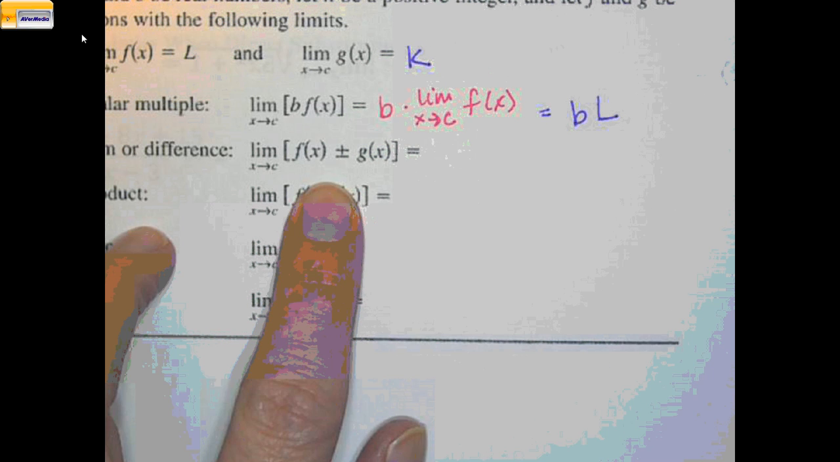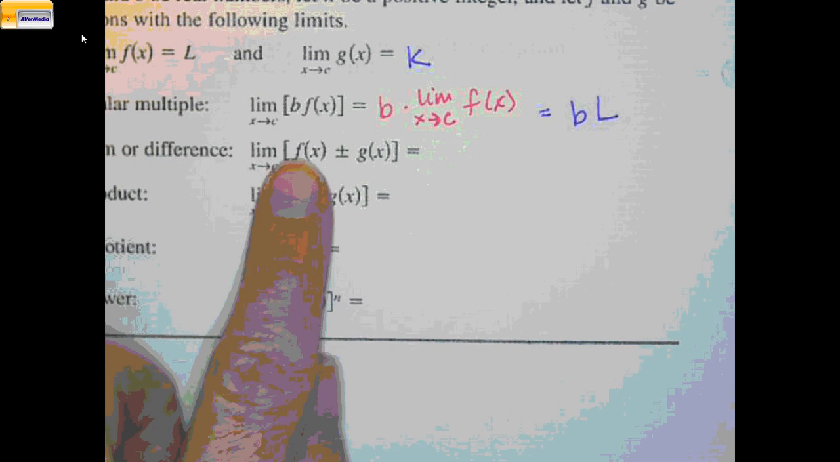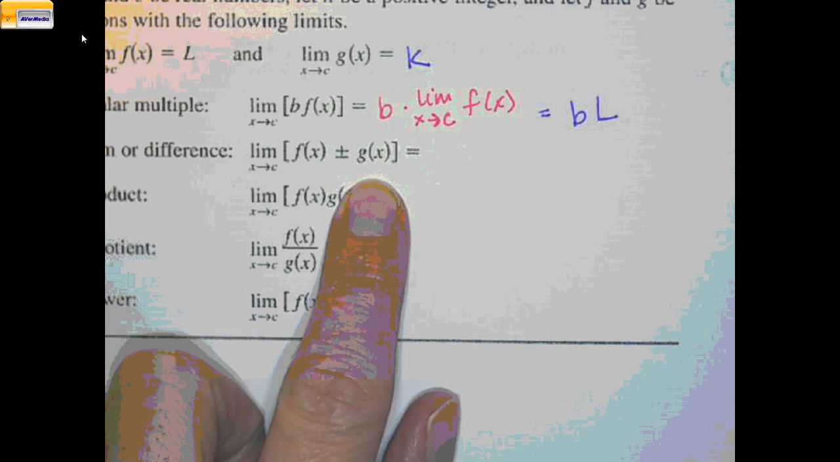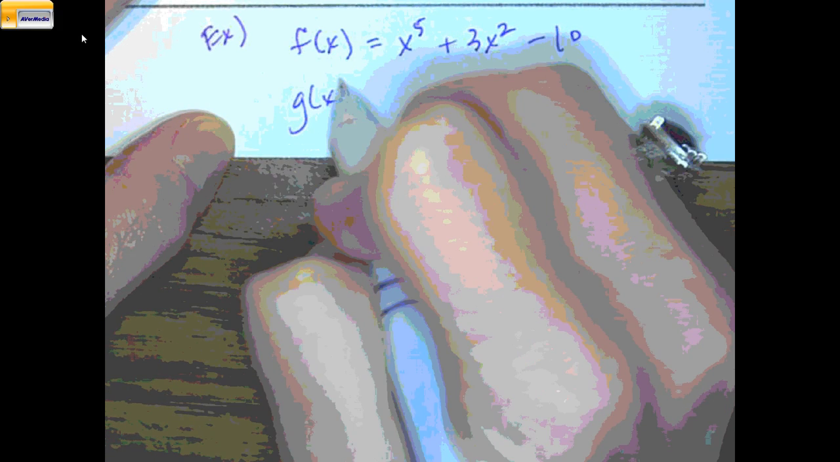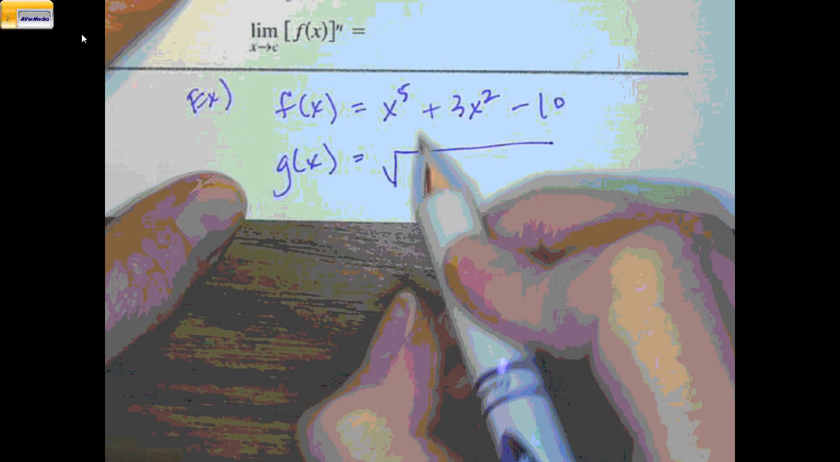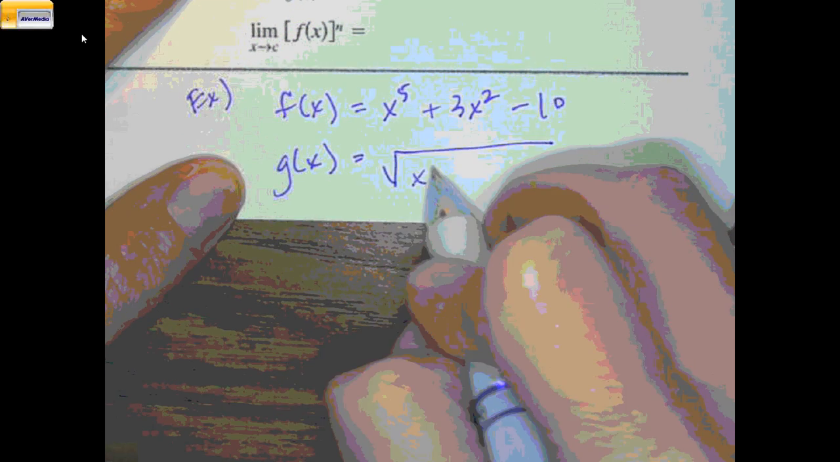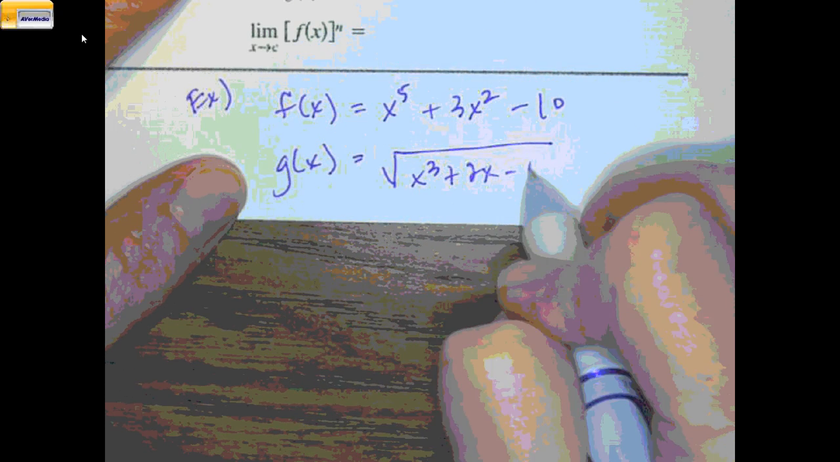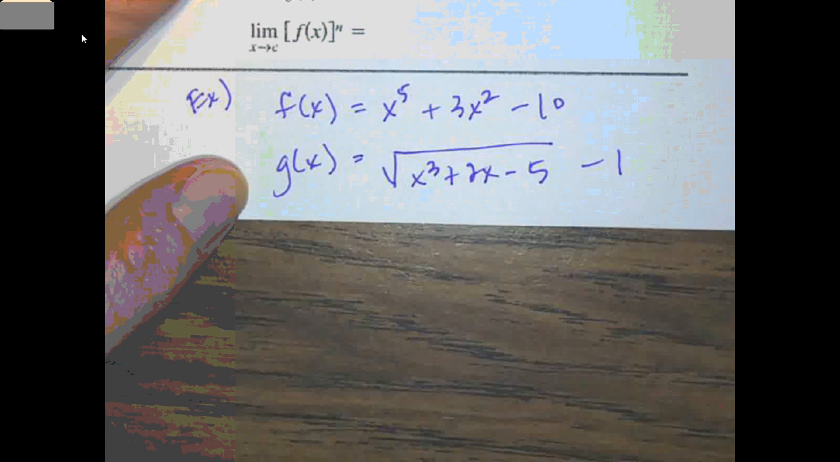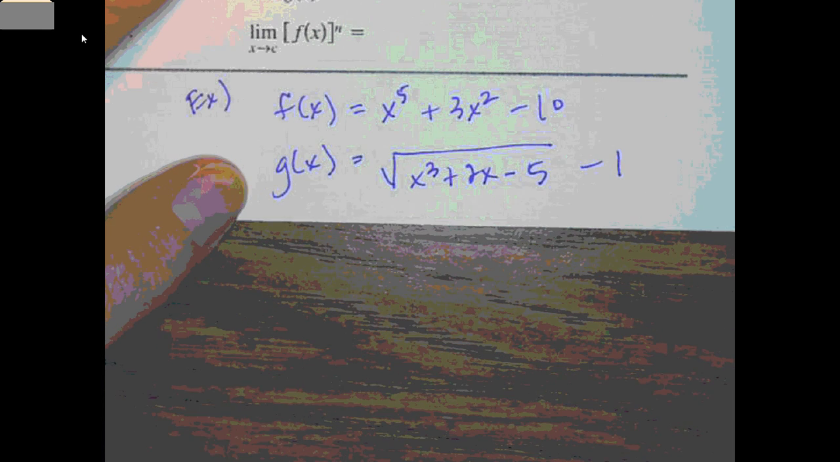The sum and difference property. Here's what it does for us. You've got two functions. Let's say, write this at the top of your paper, this is just an example. Let's pretend f of x is x to the fifth plus 3x squared minus 10. And let's say that g of x is the square root of x cubed plus 2x minus 5, minus 1. Those look fun, right? Yeah.